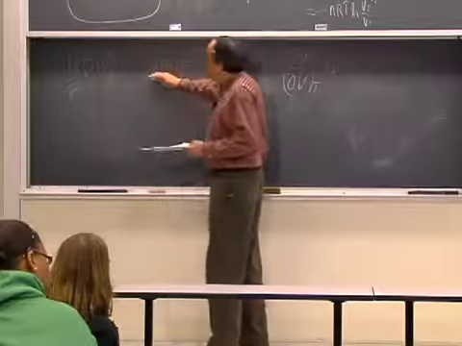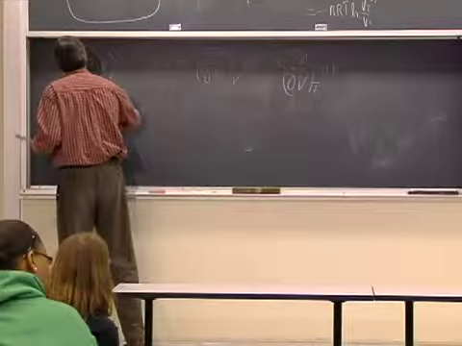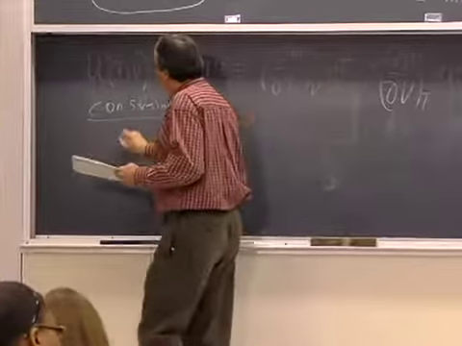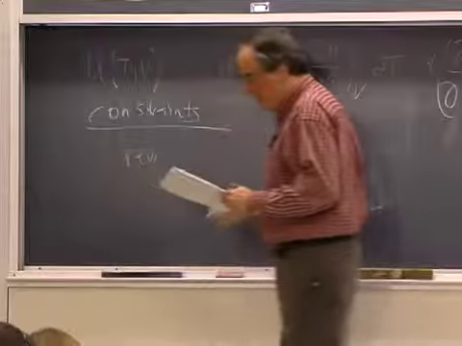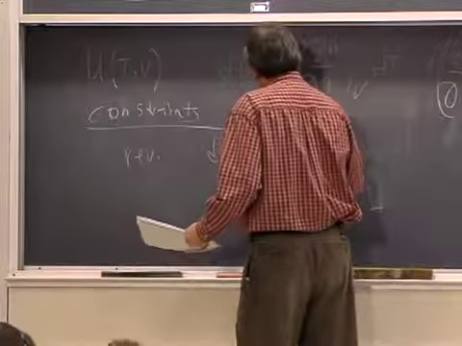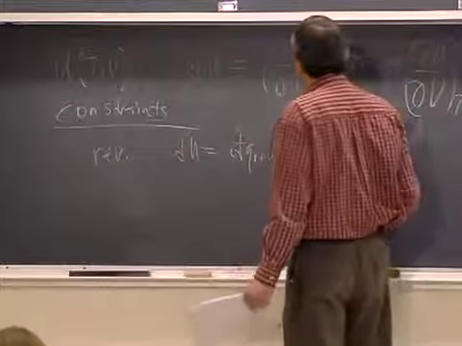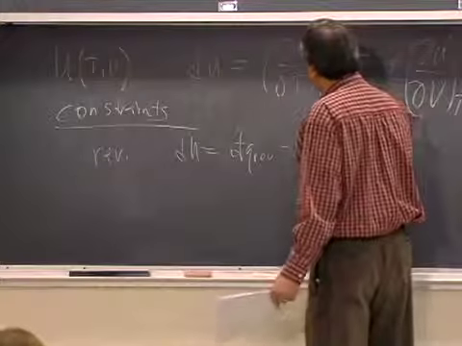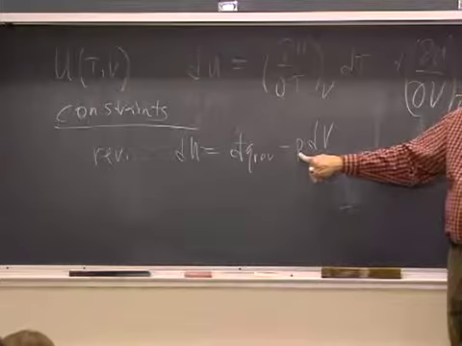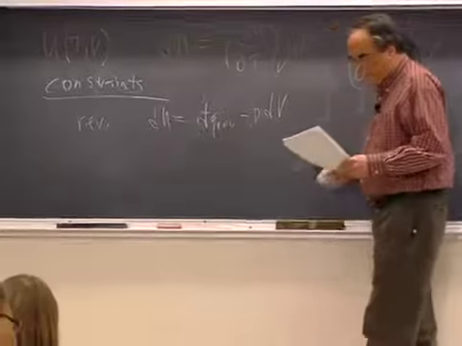We're interested in the change in internal energy for various experimental constraints. One constraint is that the process be done reversibly. Then dU is equal to dq reversible plus dw reversible, which is minus P dV, because P is equal to P external for a reversible process.